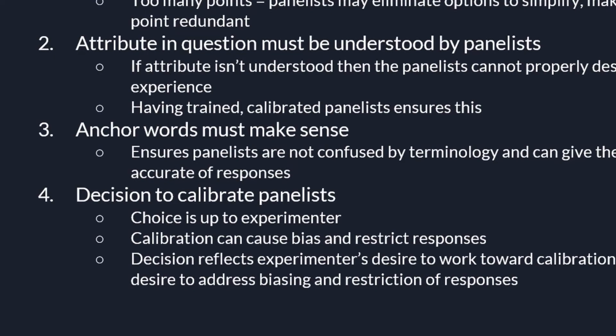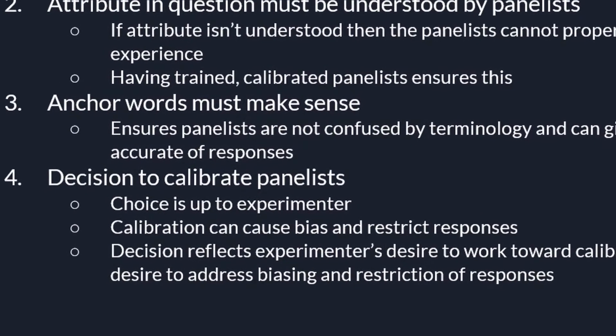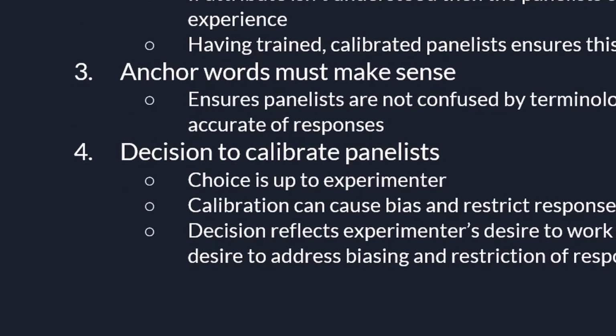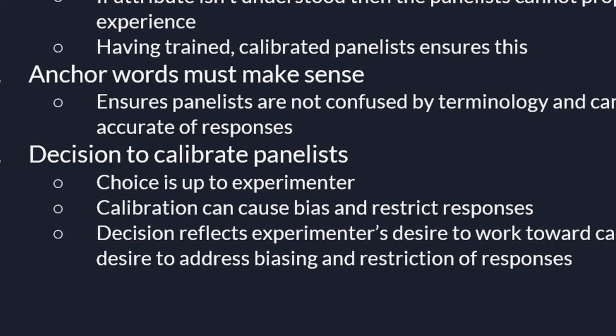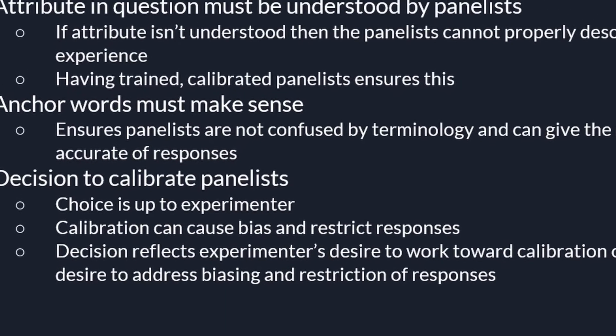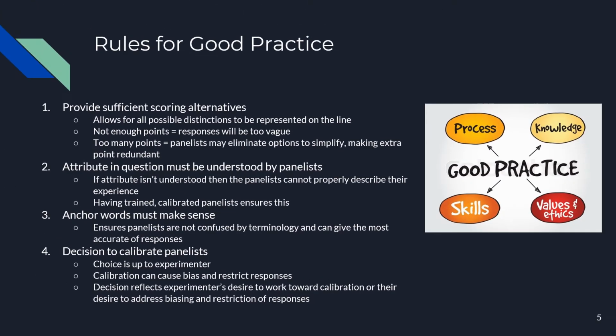Number 3 is that the anchor words must make sense. This ensures that the panelists aren't confused by any terminology and can give their most accurate responses. And lastly, the last rule is whether or not to calibrate your panelist. Calibration can cause bias and therefore can restrict responses. The decision to calibrate is left to the experimenter and reflects their desire to either work toward calibration or to address biasing and the restriction of responses.